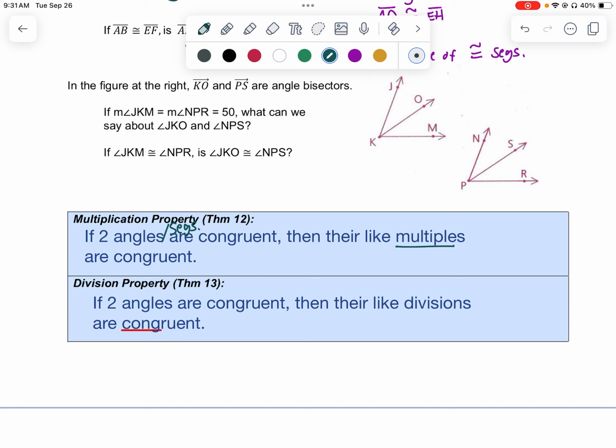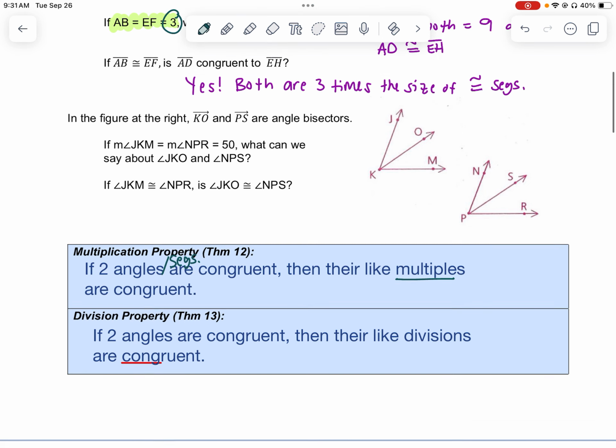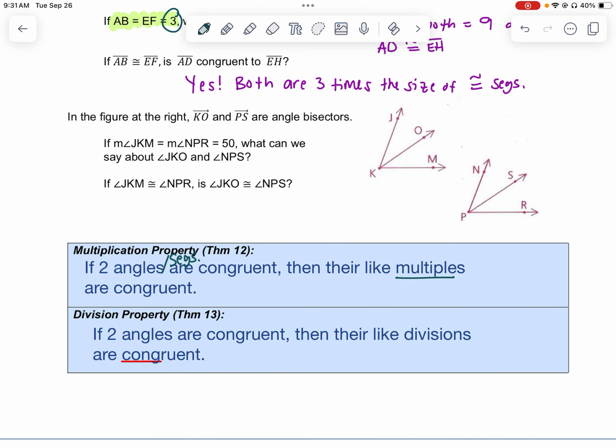So the multiples would be if I were able to double because I had some midpoints, or triple because of trisection points, the resulting longer segments are going to be congruent. On the other side, this works if we are taking congruent angles and dividing them. So let's look above. We have two angles, and they both have angle bisectors. So that means we know that in the two angles, their angles are congruent.